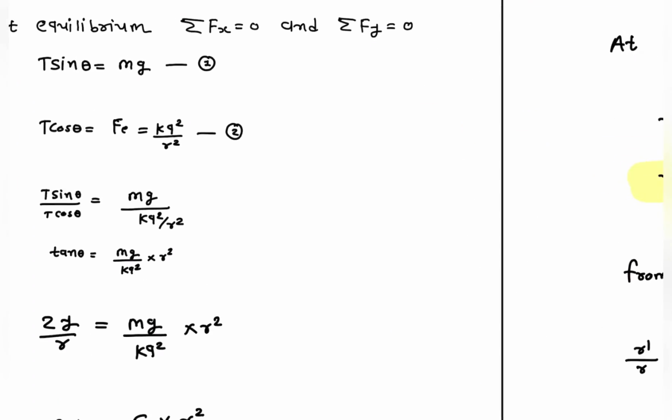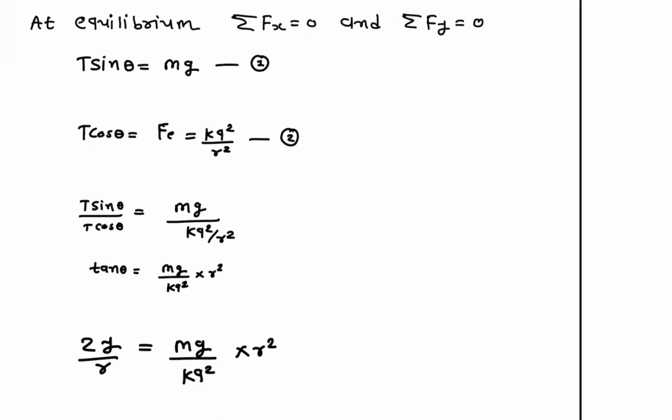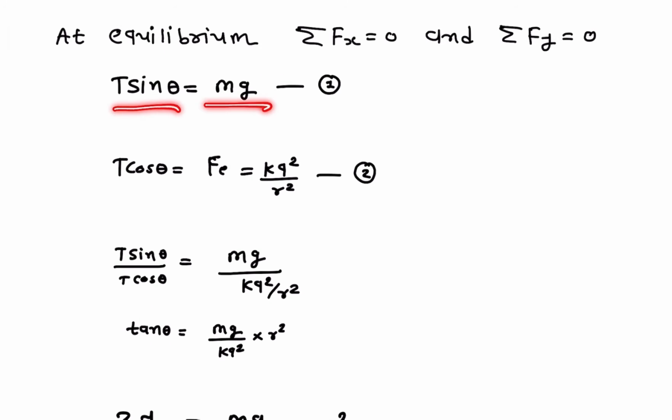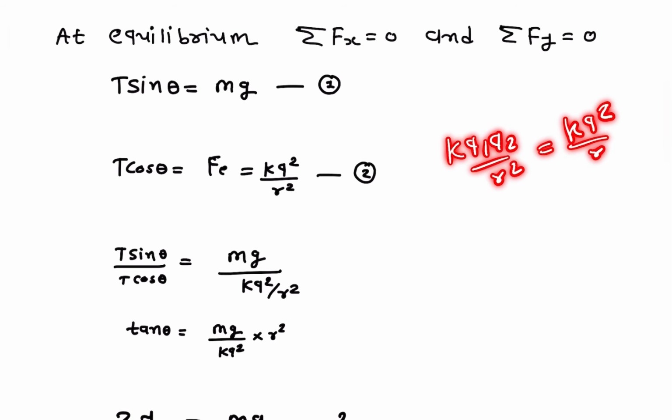Now at equilibrium, the summation of horizontal force is equal to 0 and the summation of vertical force is also equal to 0. So T sin theta equal to mg, that is equation number 1, and T cos theta is equal to the electrostatic force, that is k q square by r square, because both charges are identical, q1 q2 is equal to q square. That's why, in place of k q1 q2 by r square, we put here k q square by r square.